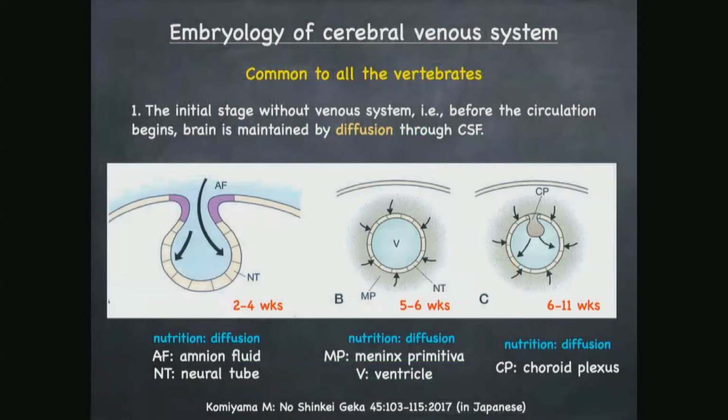In the initial stage, without a venous system, before the circulation begins, the brain is maintained by diffusion through CSF. Before the closure of the neural tube, it is diffusion from the amniotic fluid. After the closure of the neural tube, nutrition also comes by diffusion from the surrounding meninx primitiva. And then with the further increase of the parenchyma, the choroid plexus herniates into the ventricles, and at this stage, 6 to 11 weeks, nutrition is also done by diffusion.